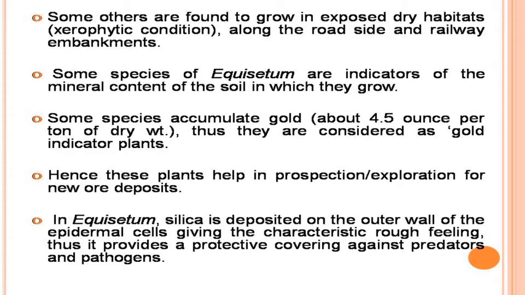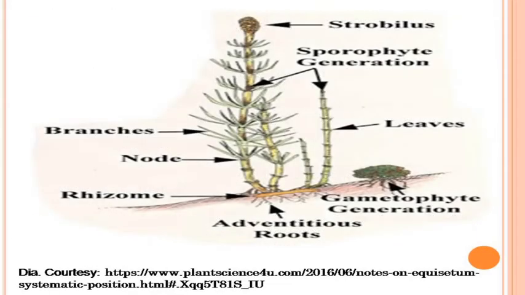Equisetum are indicators of the mineral content of the soil in which they grow. Some of the species may also accumulate gold, and they are also known as gold indicator plants. One of the remarkable characters of Equisetum is silica deposition on the outer wall, which makes it feel rough and also protects it from predators and pathogens.